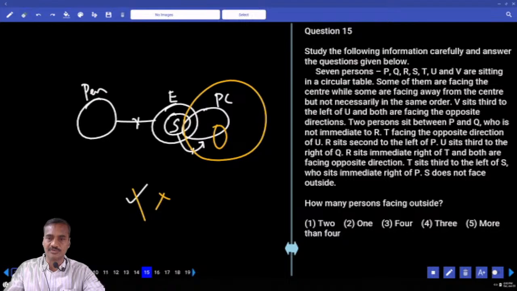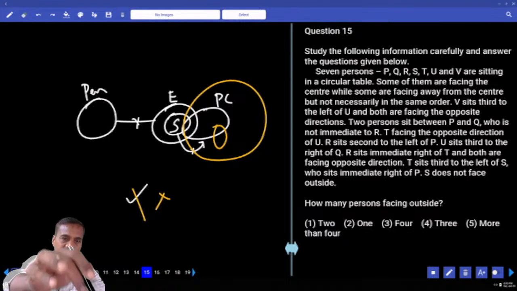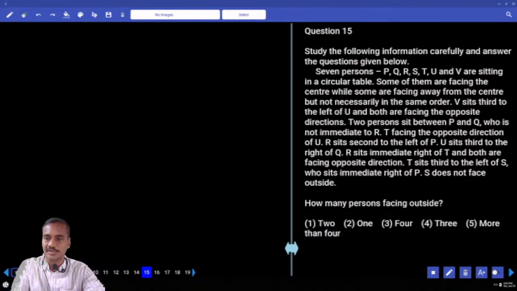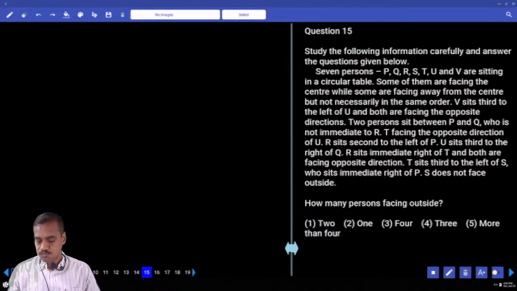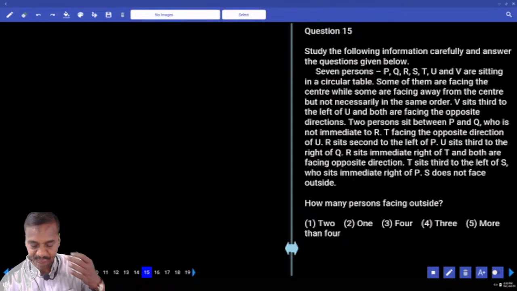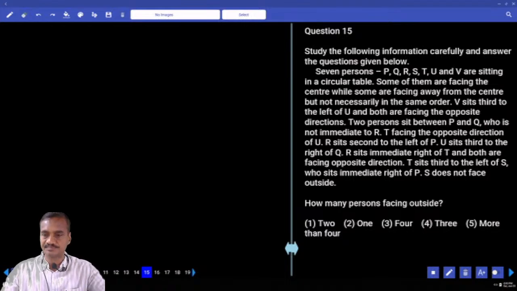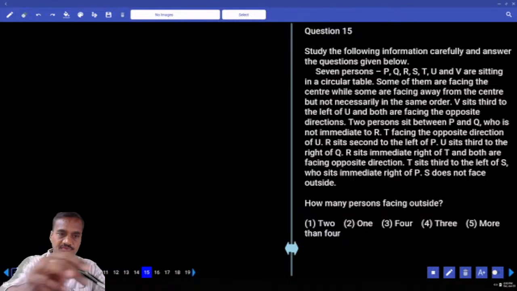The next one, 15 onwards. A circular table, how many persons are there? There are some 7 persons. And some of them are facing the center, while some of them are away from the center. 7 persons, some inward and some outward is given. And V sits to the left of you.